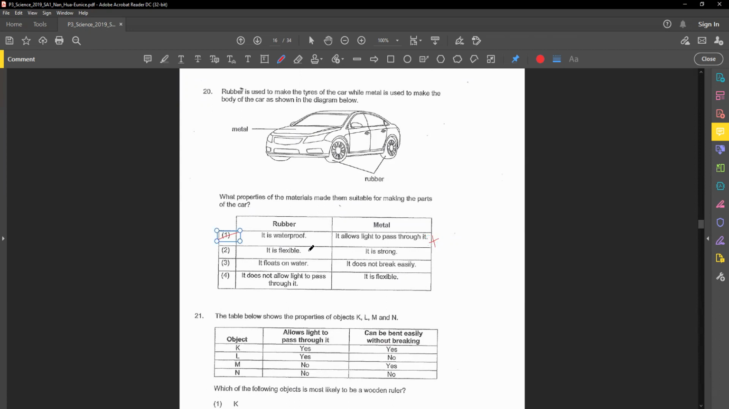Option 2 states that rubber is flexible and metal is strong. And this is true as the tires are made of rubber, which needs to be flexible so that air can be pumped inside. And the front of the car is made of metal because it needs to be strong to protect the driver. So the answer is 2.